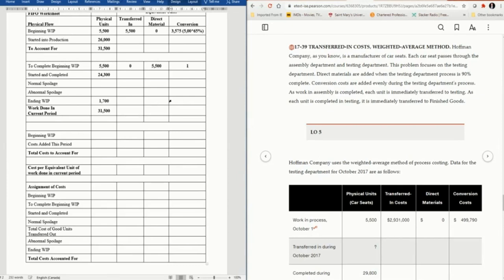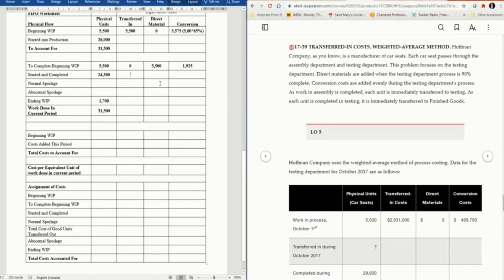Do you want me to try that again, or is that okay? That's okay for me. Yep. Oh, good. Because I think that particular aspect is probably the most difficult aspect of the FIFO process costing worksheet until you get to spoilage. And we're not doing that until next week.